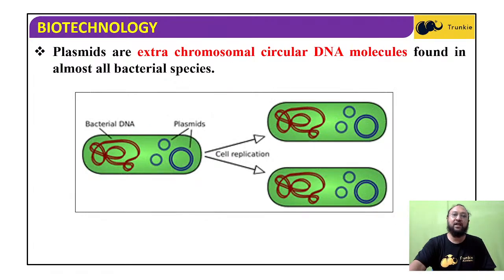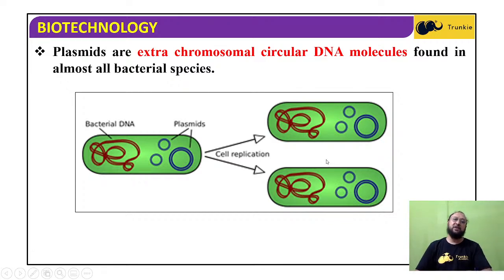Now, plasmids are extrachromosomal circular DNA molecules. In bacteria, apart from the genomic DNA, the main DNA present in the chromosome, there is some circular DNA present in the cytoplasm. These are the plasmids. They are extrachromosomal circular DNA found in almost all bacterial species.